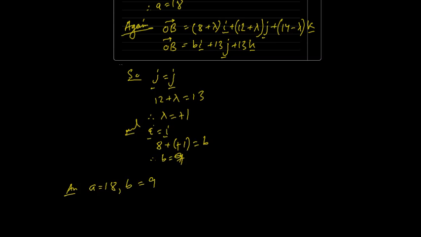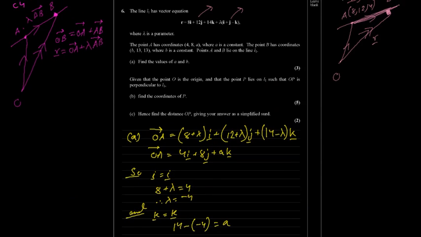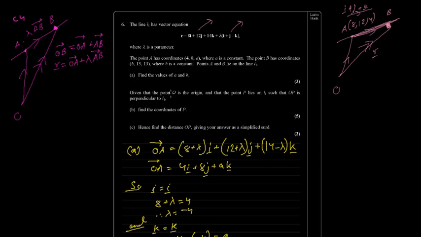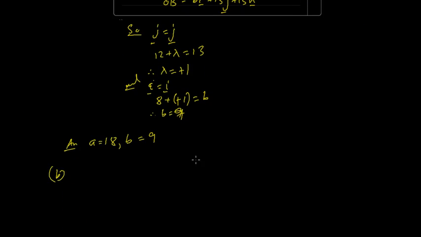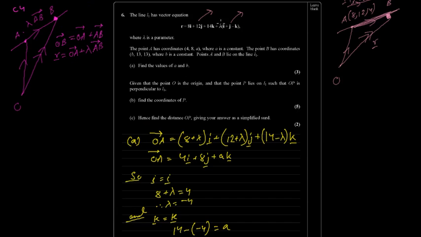Question number b. Given that the point O is the origin and that the point P lies on L1, this is the equation of L1, they have mentioned it, such that OP is perpendicular to L1. So any point on this line L1 is giving the position vector. So I can call this arrangement any position vector, whatever the value of lambda is, that would be the point. So this is actually the position vector on this line L1.